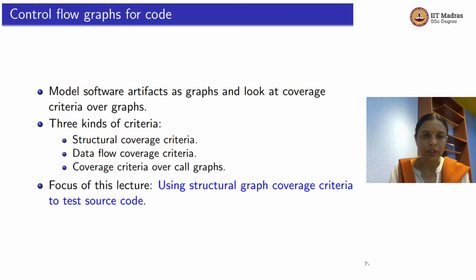I've already covered this. The goal of this week, this lecture, is predominantly structural graph coverage criteria, post which we will go to data flow, call graphs, and so on.